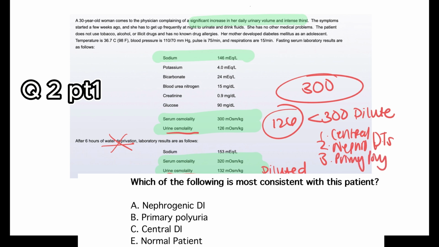But guys, remember for primary polydipsia, the urine was concentrated because ADH is working. So we're in between what? Central and nephrogenic diabetes insipidus. So your answer should be A and C. Again, there is no way for you to tell if it's nephro or central without the ADH analog. Okay? Remember that.